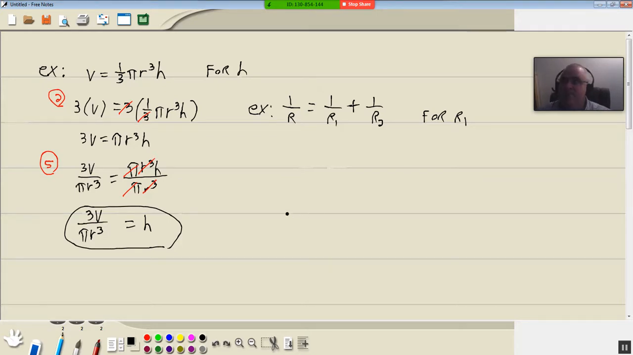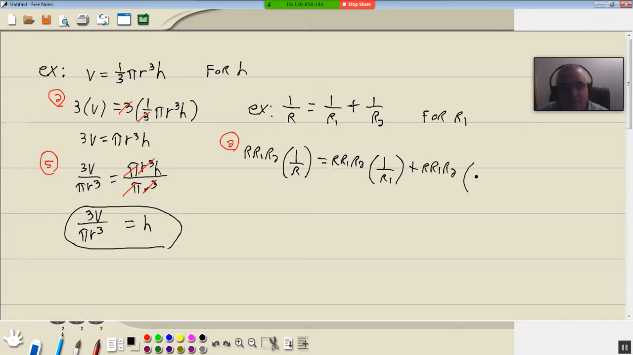Okay, step 1. Get rid of parentheses. Don't have any. Step 2. Get rid of fractions. Multiply everything by the LCM of all your denominators. It's easy when you have different variables like this. Your LCM is just the 3 multiplied together. So our LCM would be r, r1, r2. We'll multiply that times our first fraction, times the second fraction, and times the fraction on the far right.